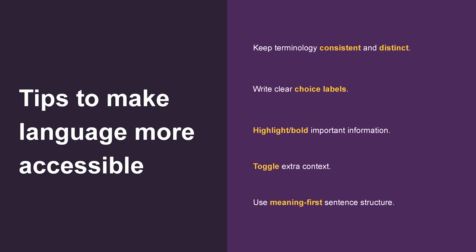Keep terminology consistent and distinct. Write clear choice labels, please, so I know what I'm doing. Even if it's just telling me what the tone is, that would be great. Highlight and bold important information. Toggle any extra content so that I have control over the space, so I don't have too much language, too much information. And then finally, use meaning-first sentence structure. I shouldn't have to wait until the end of the sentence to figure out what you're trying to say to me, which is something I wish academics knew when they ask questions on talks.